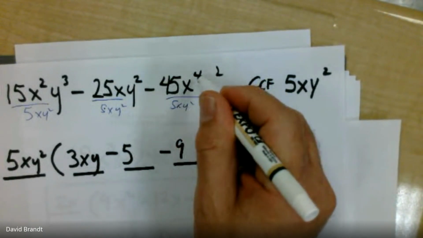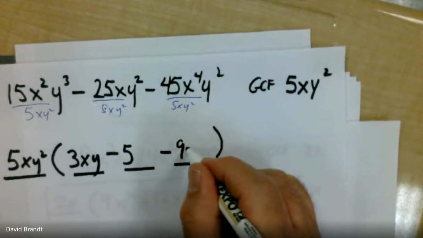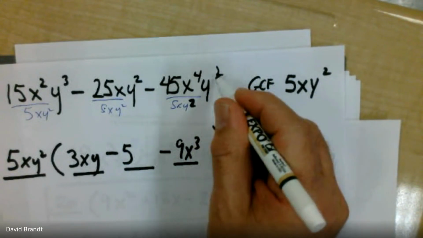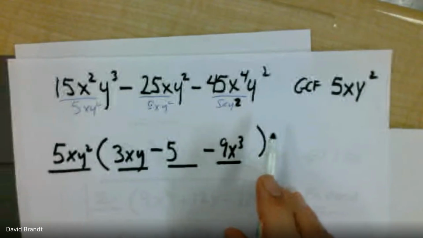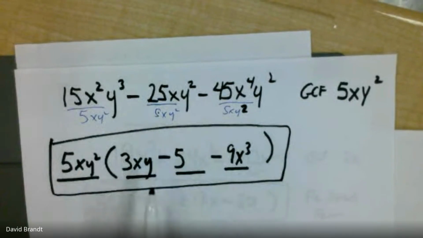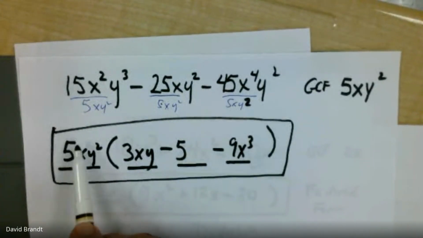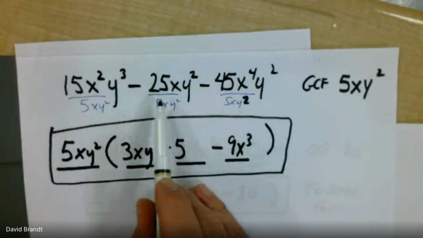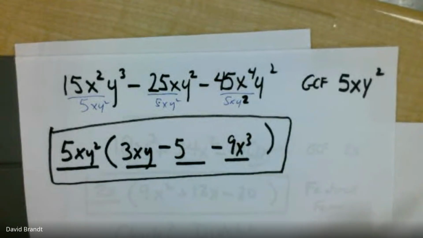On the x's, 4 minus 1 is 3. And 2 minus 2, those are gone. So here is the factored form. I took out the greatest common factor. And if you distribute, you'll get the original problem back again. You can check by distributing.